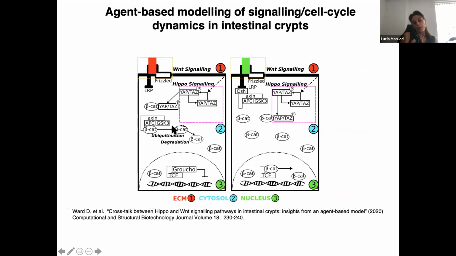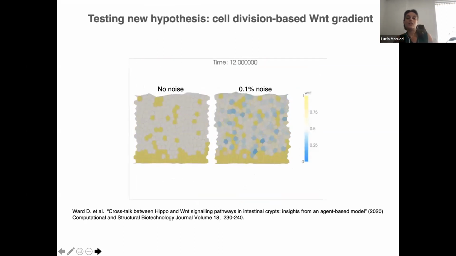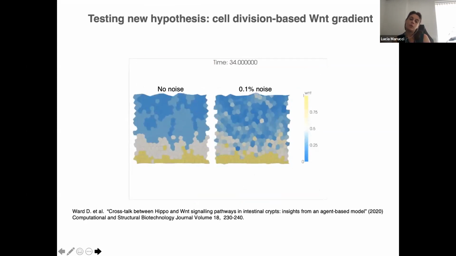And its coupling to both the cell cycle and, in this case, also to adhesion properties among cells. And we coupled the Wnt pathway to the Hippo signaling pathway, which is a pathway recently reported to be very important for regulating carcinogenesis in intestinal crypts and also in organoids. I'm not showing all the equations because this is a very complex system. I just want to give you an idea of the kind of simulations that we performed.